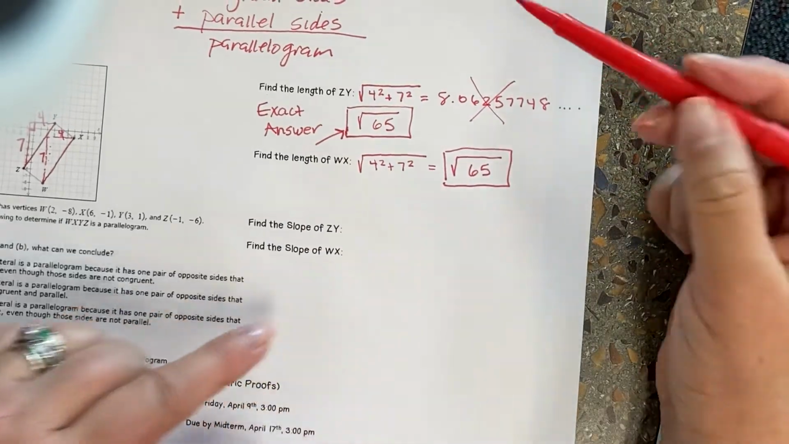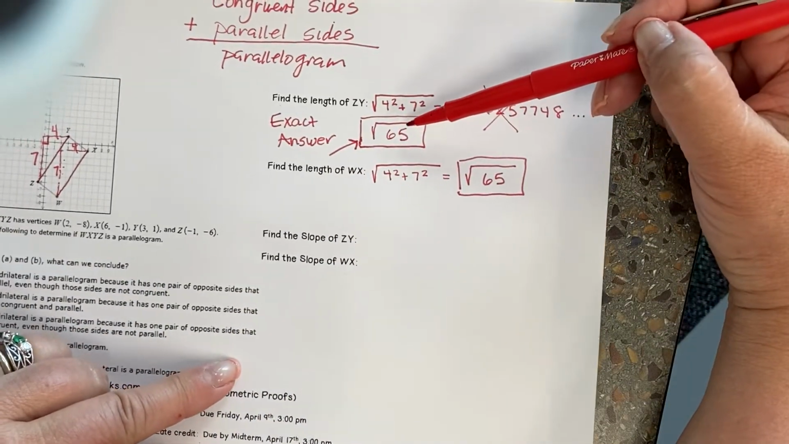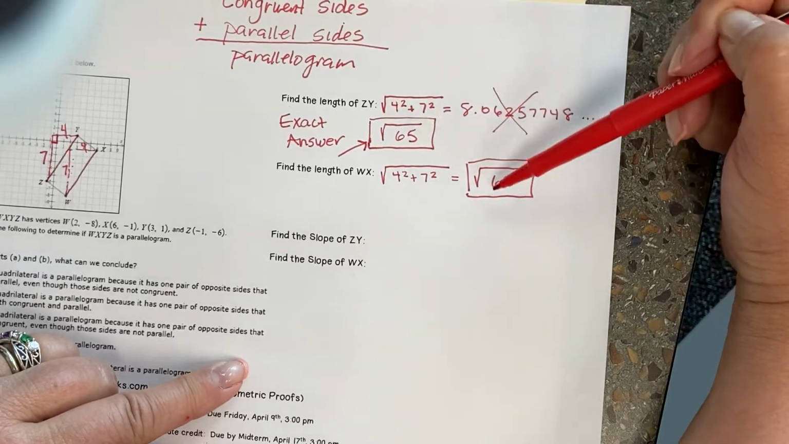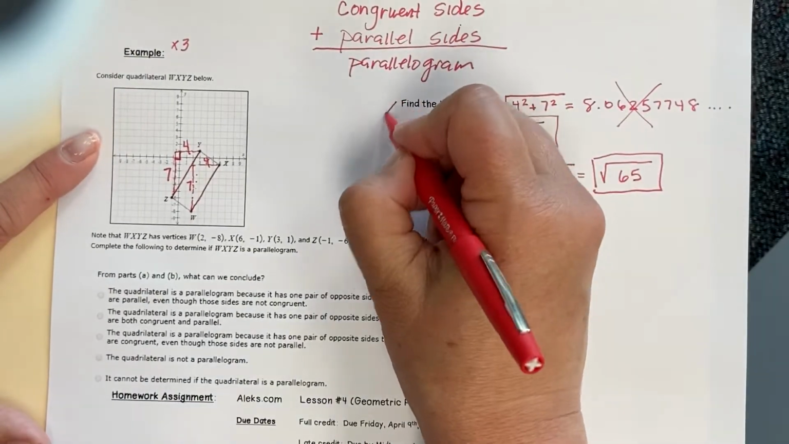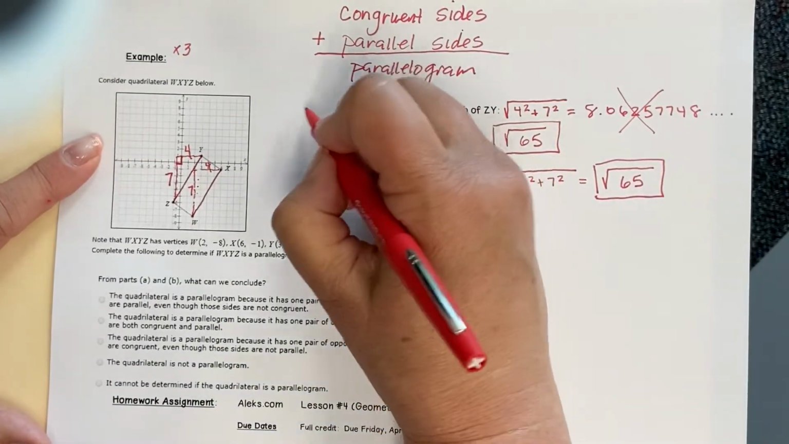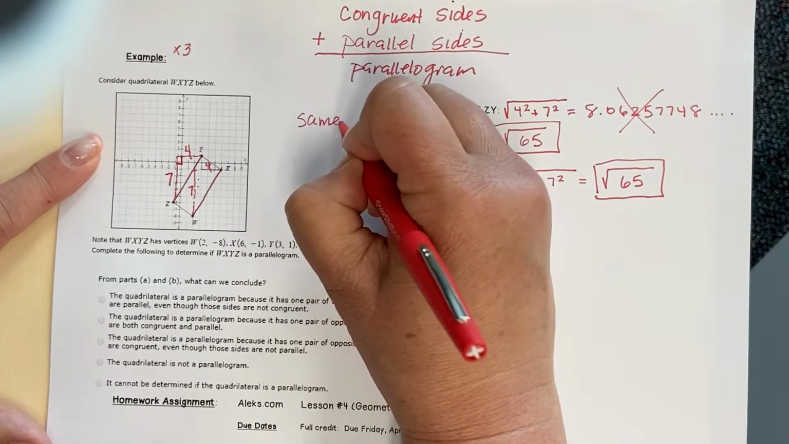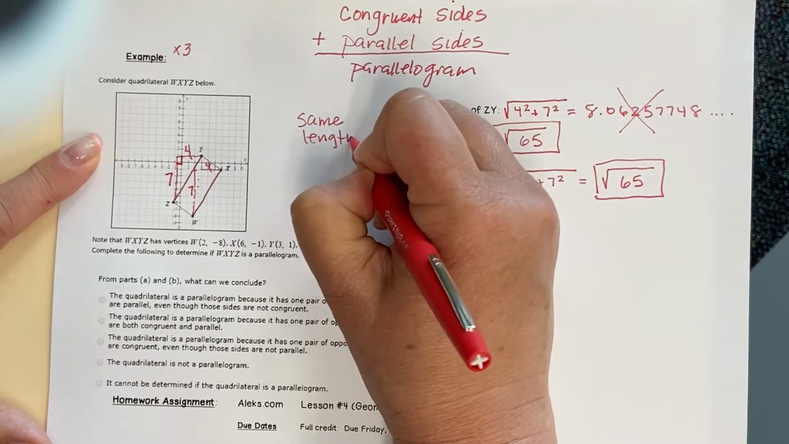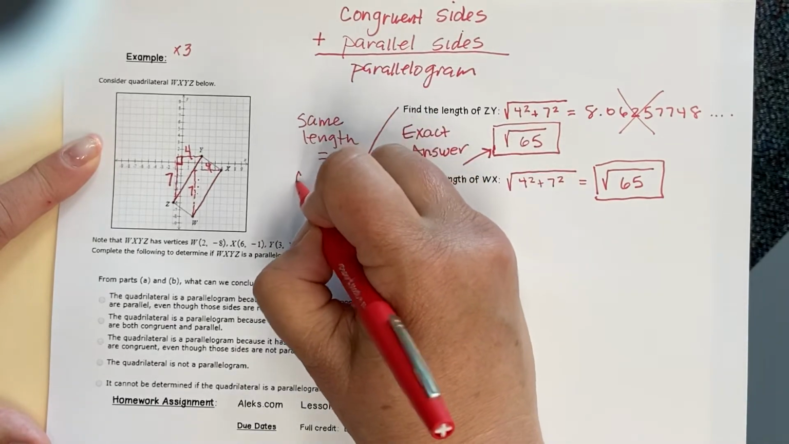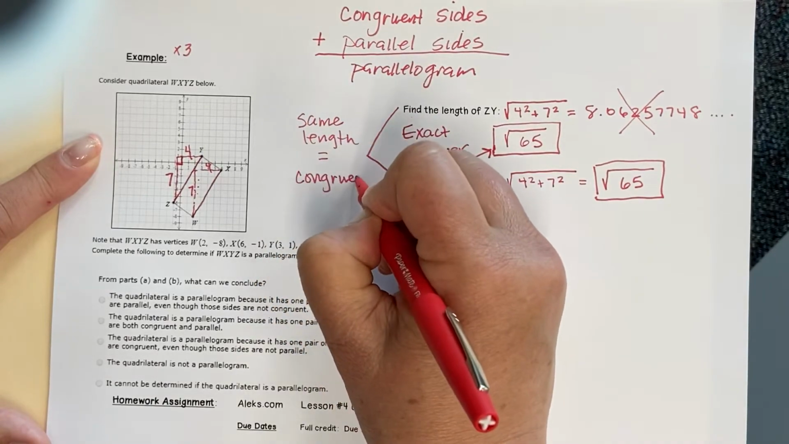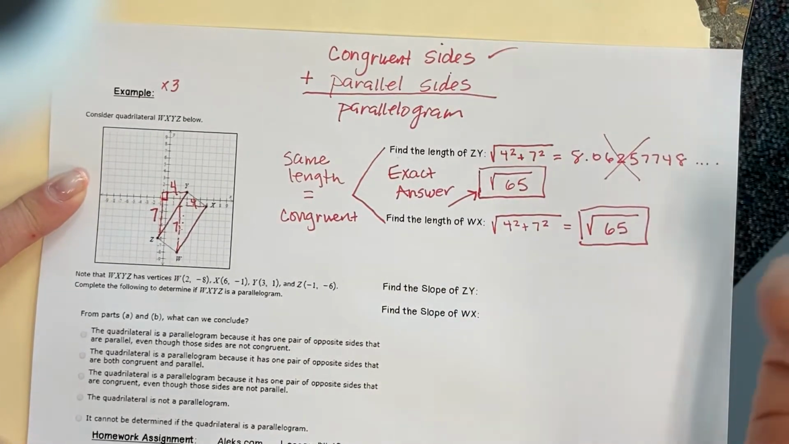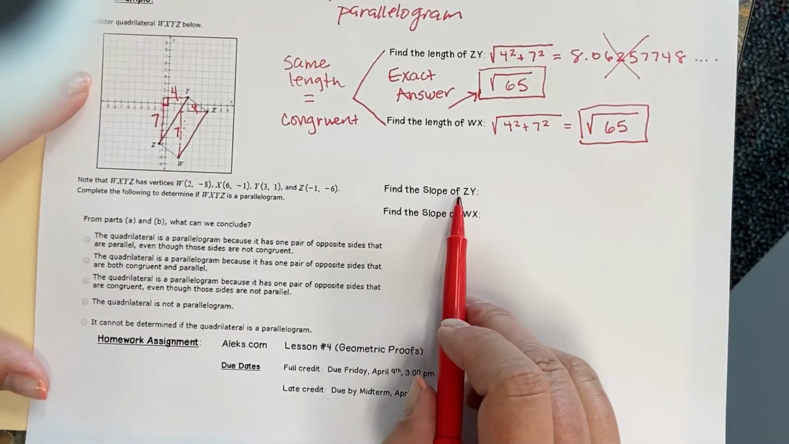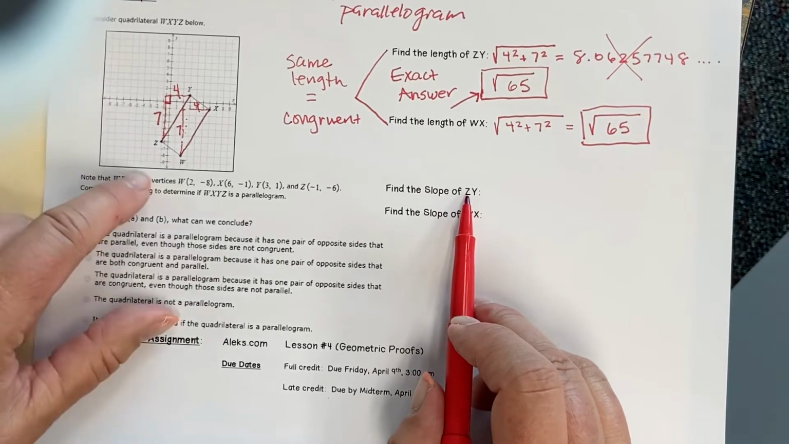Okay, now this is something we need to know, because those two sides turned out to be the exact same length, which means they're congruent. So right here, you're going to put same length equals congruent. And that was one of the things we needed up here to prove it's a parallelogram. So we're halfway there.